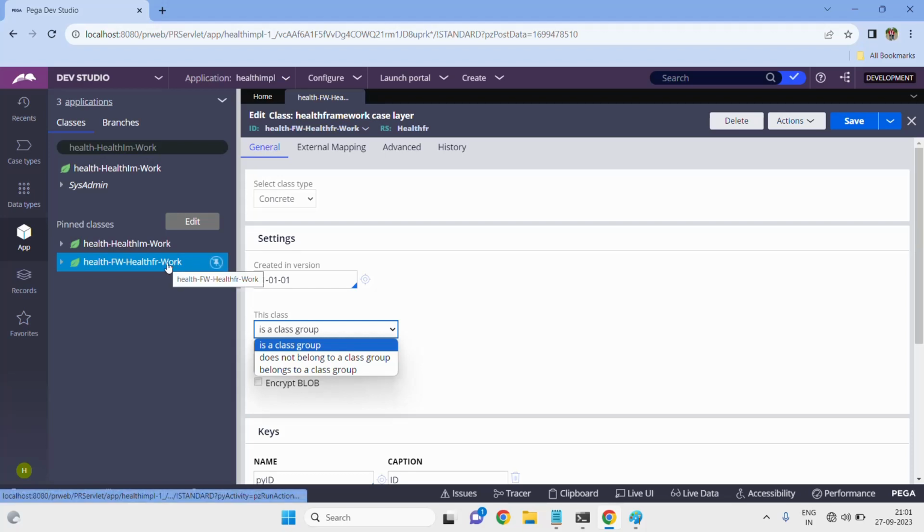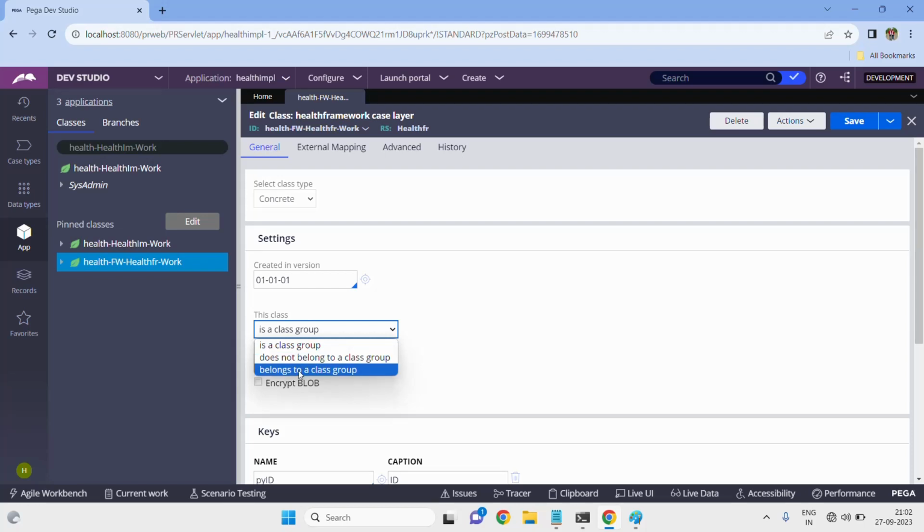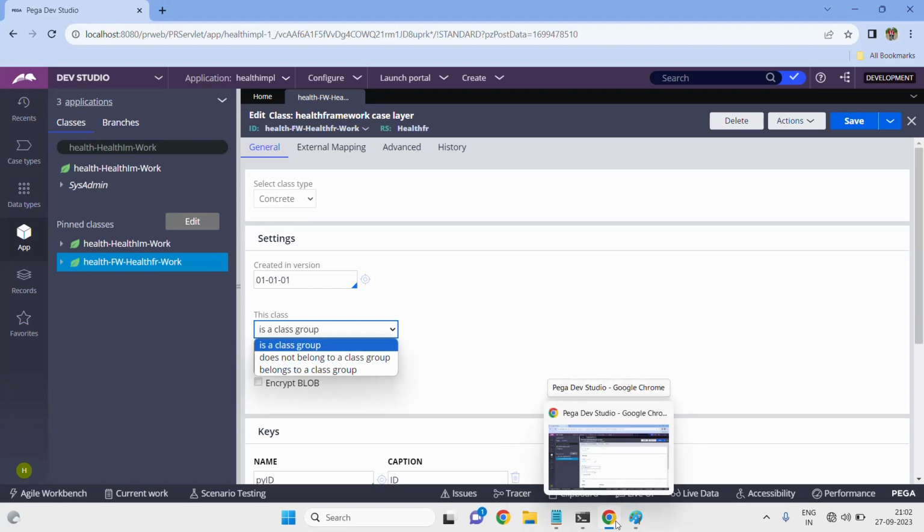Now, all the work classes are concrete classes and they belong to the is-a class group. So all the work classes can initiate the transaction ID. Whereas data classes are also a part of these concrete classes, but they are not is-a class group. They belong to a class group, but the data classes do not belong to an is-a class group. So the data classes cannot initiate the work. They are only supporting the work classes. Work classes can only initiate the work. This is all about abstract classes and those classes.